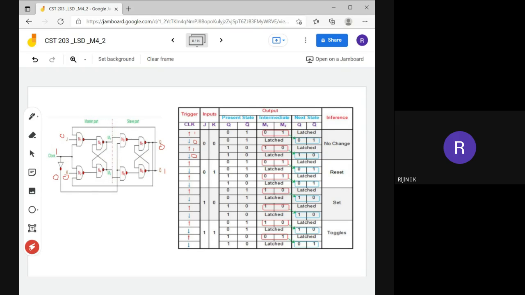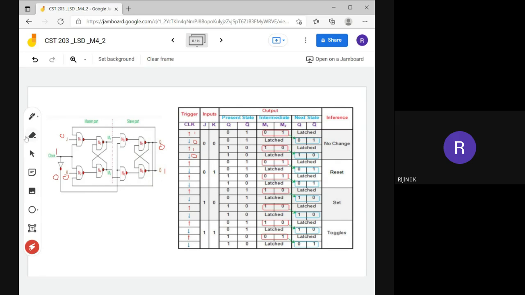Like the working of the JK flip-flop, you will get the output 0 1 itself. M1 is 0, so here you get 0. This is 1, similar to the JK flip-flop. But you won't get the output in the slave part. Okay, so that will be in the memory state. So we will call it as next state is latched. Okay, next state is latched.